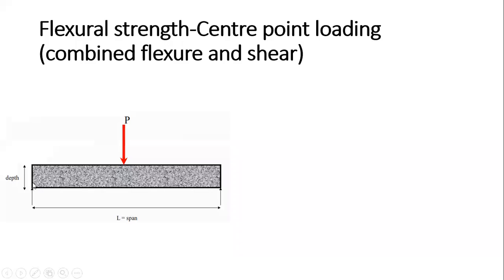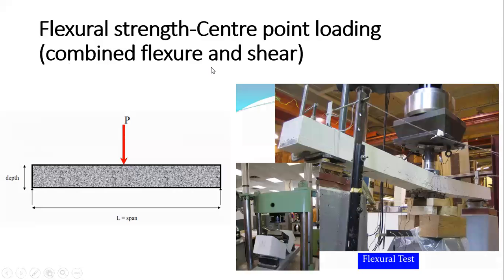So we have casted a beam specimen here of length L. This is the depth of the rectangular specimen, and we have to apply a load P here. That is called your central point loading. In that case, if you draw the bending moment diagram, the bending moment is maximum at the center and 0 at the supports. We have the shear also. So this is nothing but your combined flexure and shear.